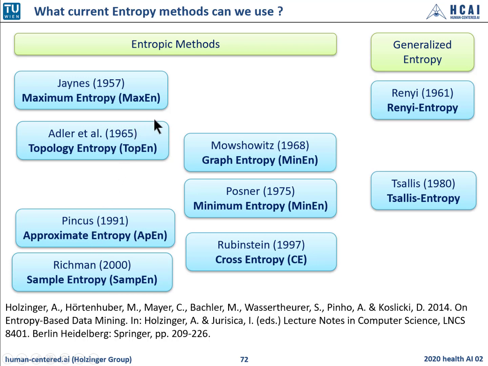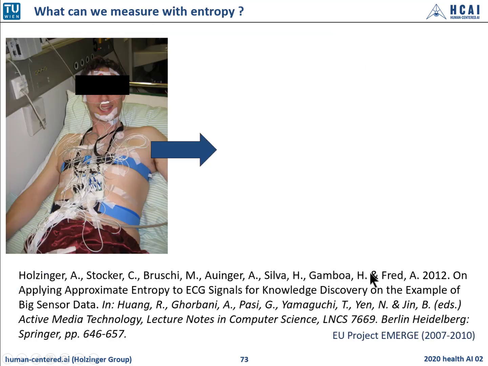Then on the other hand, we have graph entropy, Mowshowitz, mean entropy also, minimum entropy, which was then developed further by Posner, the famous Posner. And then we have from Rubinstein the cross entropy. And then the generalized entropy was further developed by Rényi as the Rényi entropy and by the Tsallis entropy. So this is just to be complete on this side.